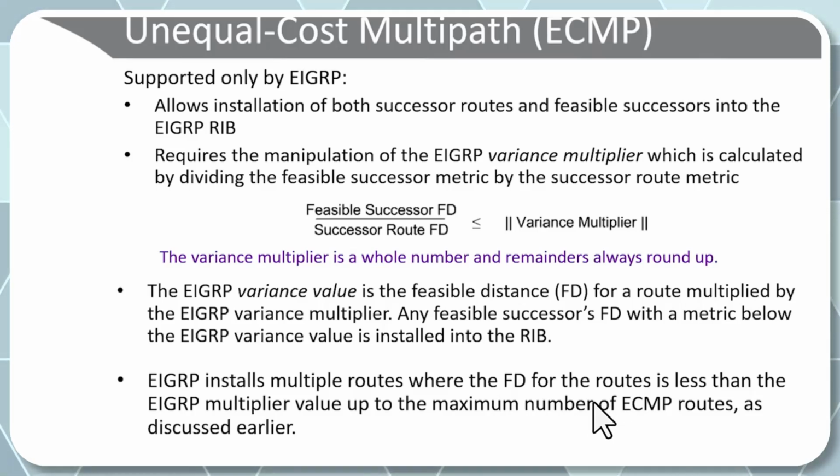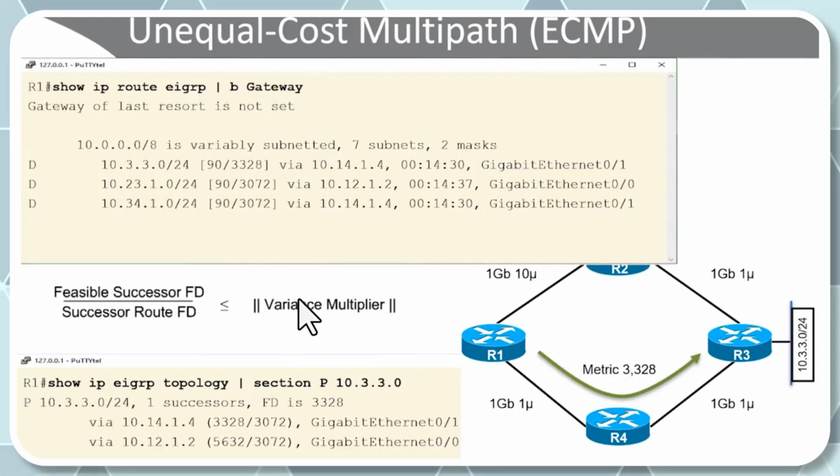Now, by reading this, you cannot understand. I will show you. For example, what I have done here: the delay is 10 microseconds here, and the delay is 1 microsecond here. So definitely this metric is good and the data will go from here, but you don't want to do this. You want the data to go from both paths. So if you do show ip route eigrp, then it shows, if you want to reach 10.33.30, what values you have basically.